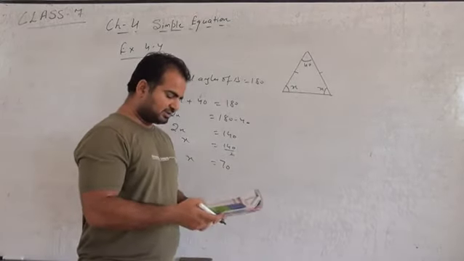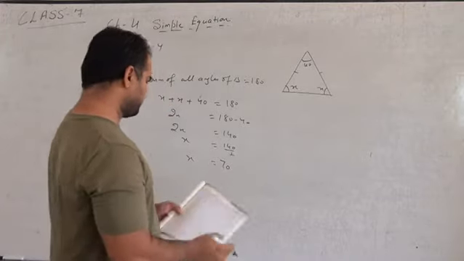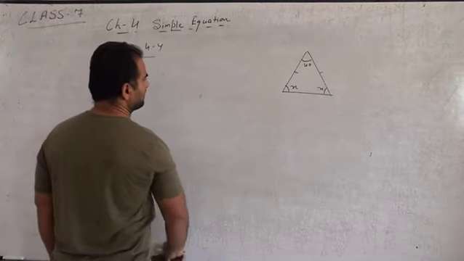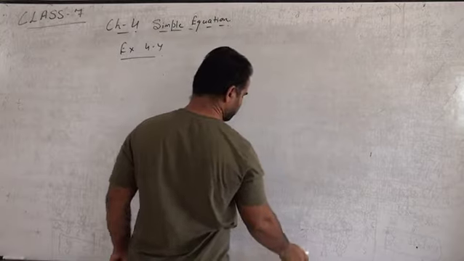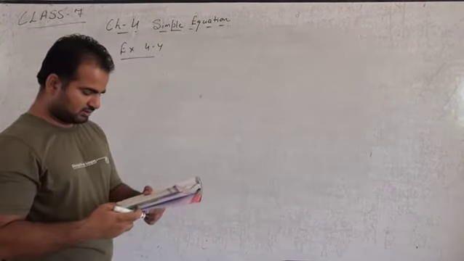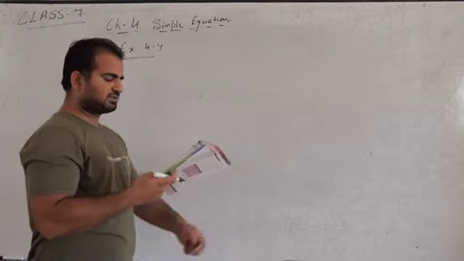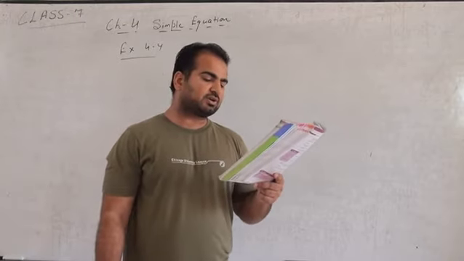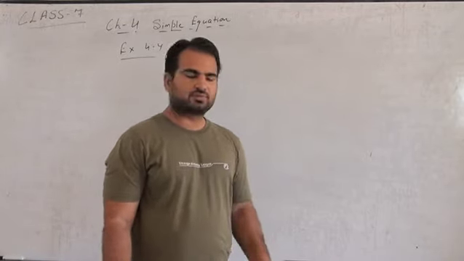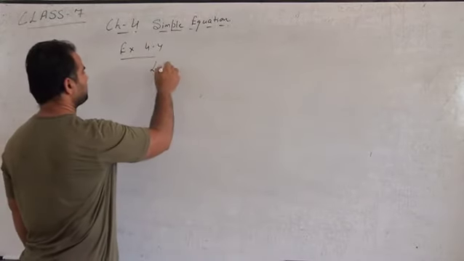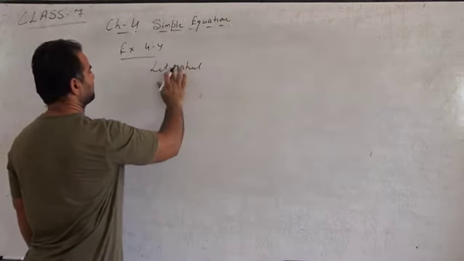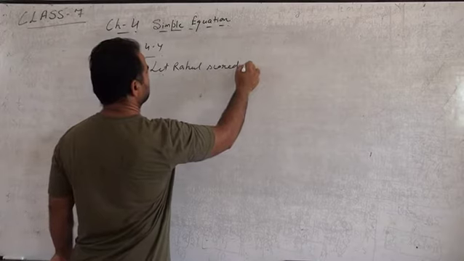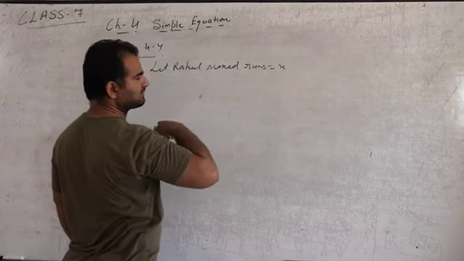Next is: Sachin scored twice as many runs as Rahul. How many did Sachin score? Twice as many runs as Rahul. But we don't know how much Rahul scored. Together they fell 2 runs short of a double century. Okay. So let Rahul's runs equal x.